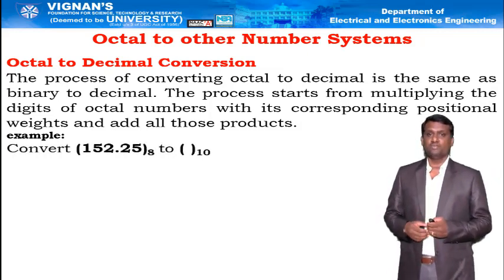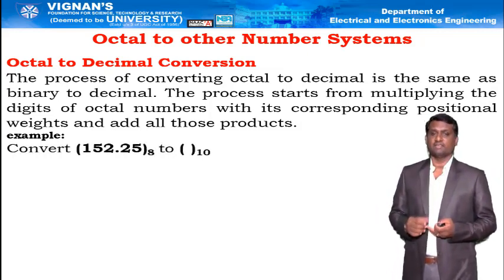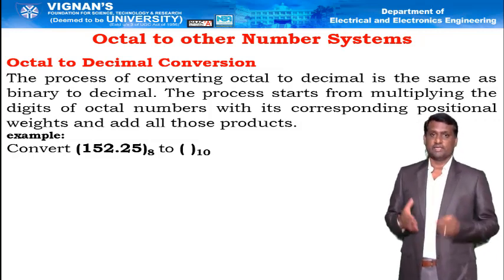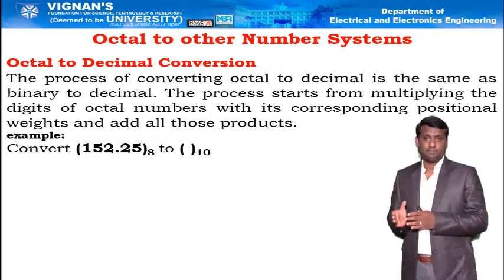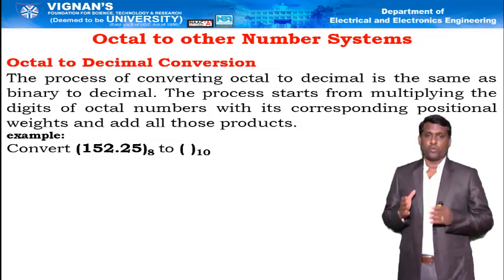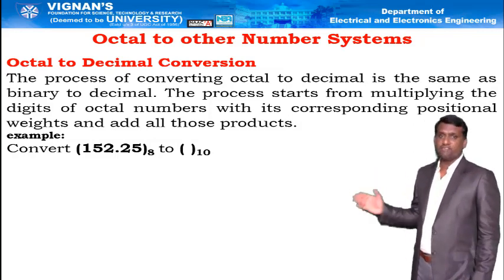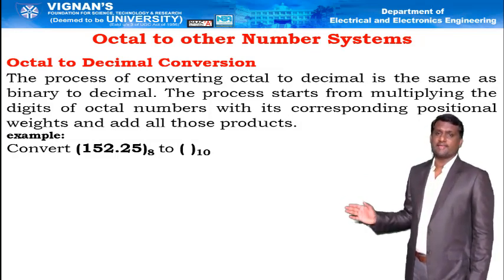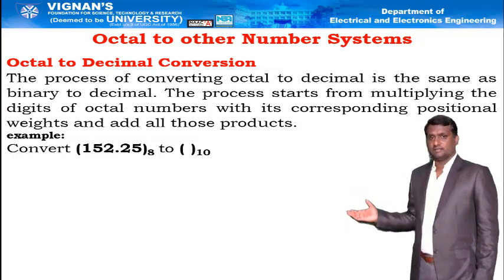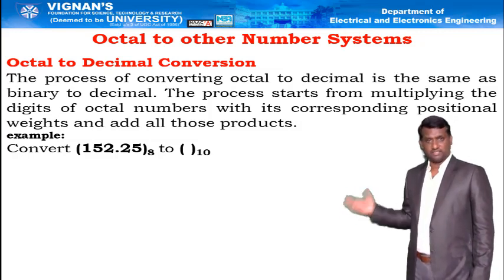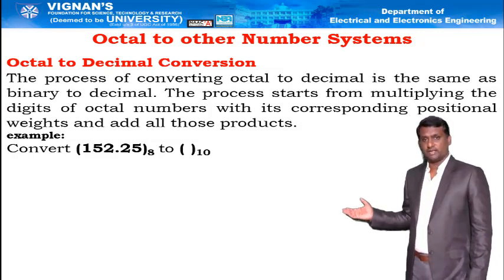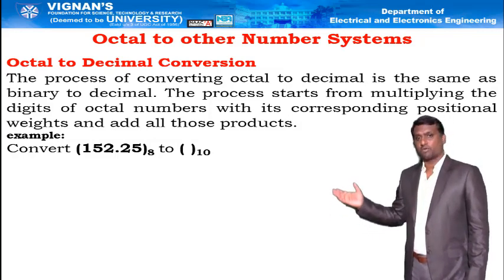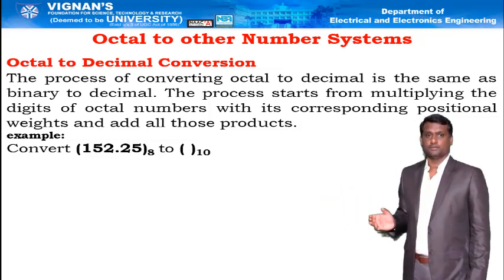Here we have 152.25 base 8 that needs to be converted into base 10. So here we have both a fraction part and an integer part. So 152 is the integer and 25 is the fraction. The respective positional weight of each digit for the integer part is 8 power 0, followed by 8 power 1, 8 squared. And for the fractional part, 8 power minus 1, 8 power minus 2.